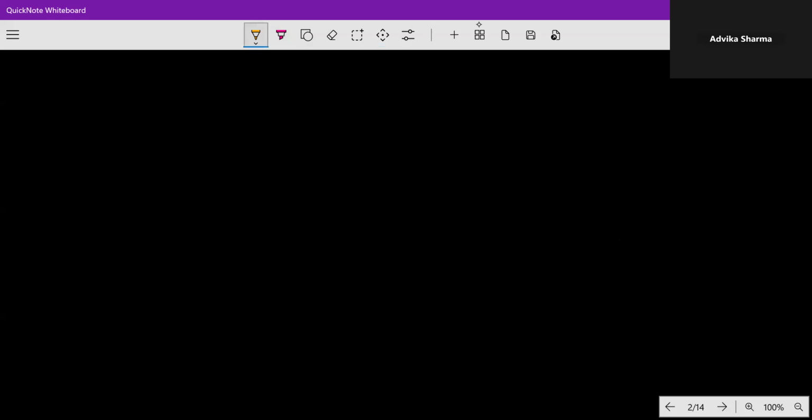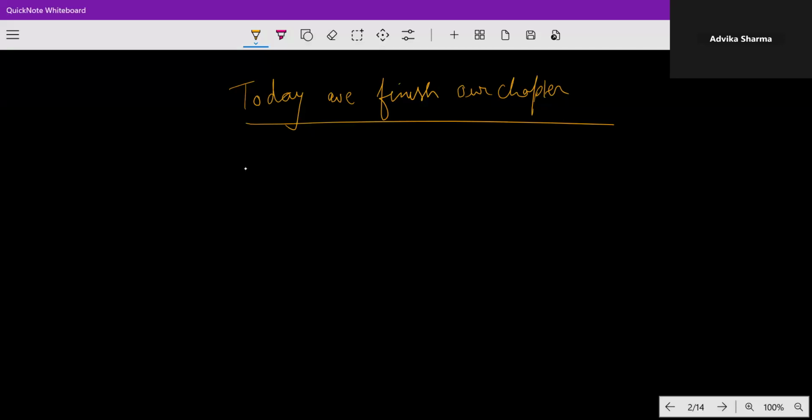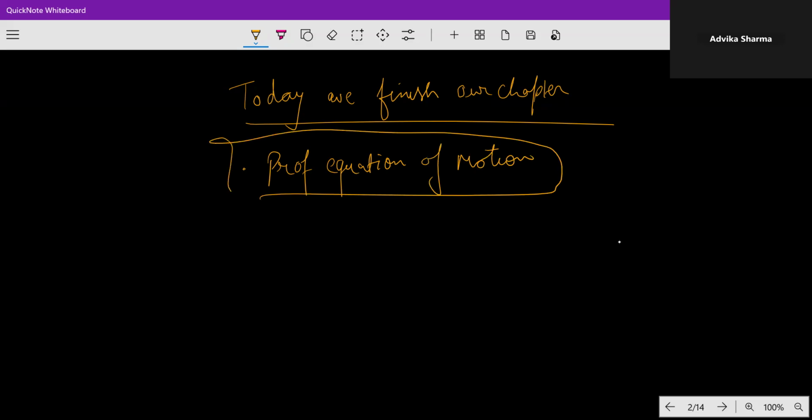Today we finish our chapter. Today we have to prove the equations of motion. Uniform circular motion we have already completed, right?